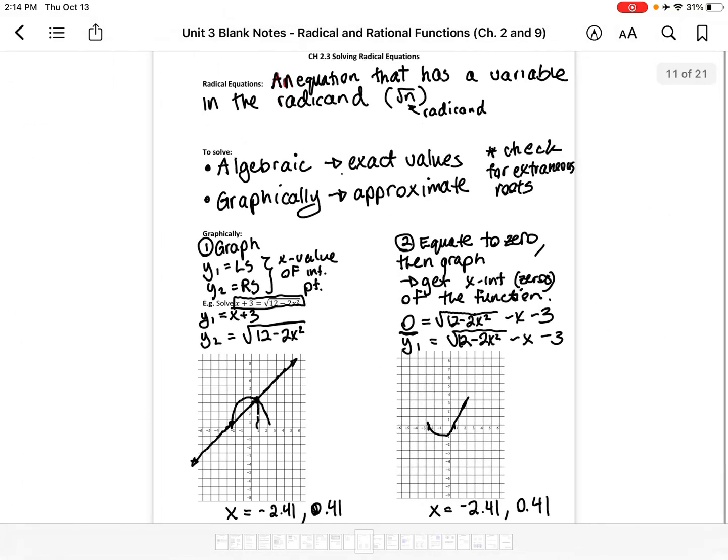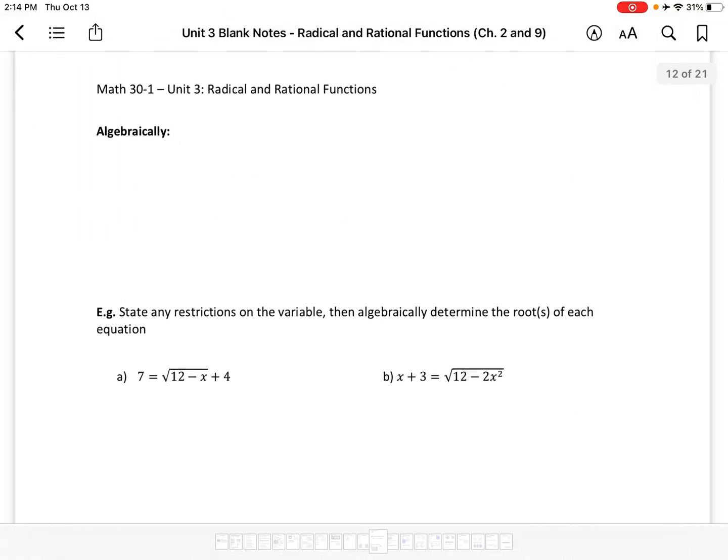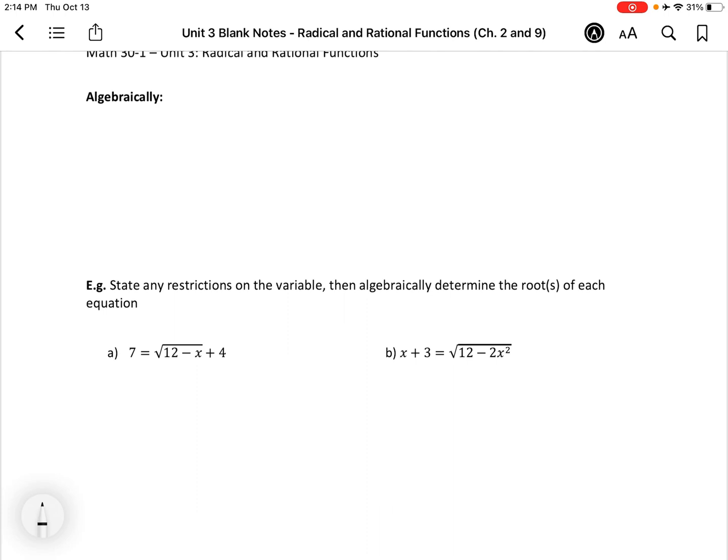Let's talk about algebraically. Okay, so algebraically, essentially what you want to do is first, when you're dealing with radicals, remember that you have to have a positive radicand. So make sure you state your restrictions.